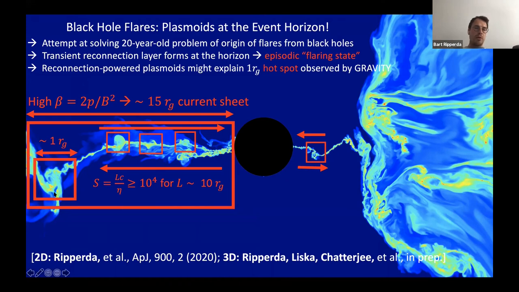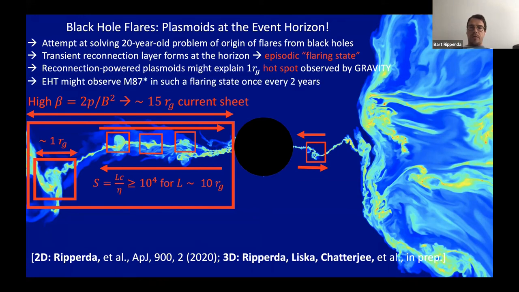Here you see one that's about the order of 1 r_g that aligns very well with the hotspot that was observed by the GRAVITY interferometer. But for M87 particularly, this is interesting because this happens once every 2 years if you calculate to physical time. And it means that EHT might actually observe M87, if it's lucky, in such a flaring state. And the question is, what does it look like? Actually, this current sheet is very hot. There is pair production, there is particle acceleration, all the kind of effects that you don't have in MHD. What will be the effect on the image, as Benjamin has explained to us?